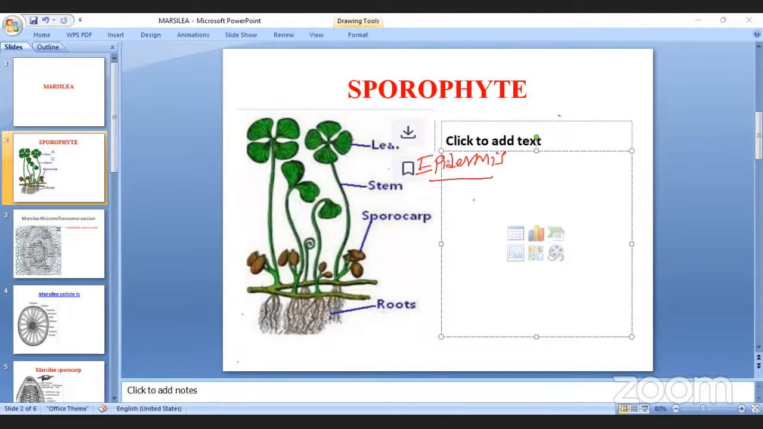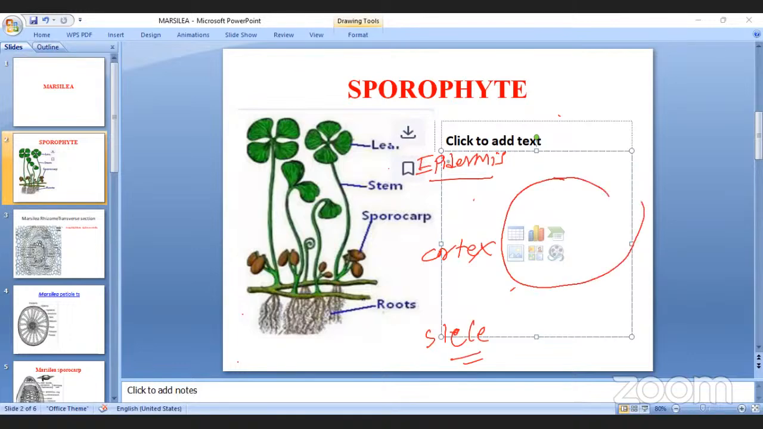Epidermis, cortex, and the stele. Three regions. Let's discuss one by one. Epidermis is always uniseriate. You can see. Let's draw a diagram here. This is a single layered epidermis.